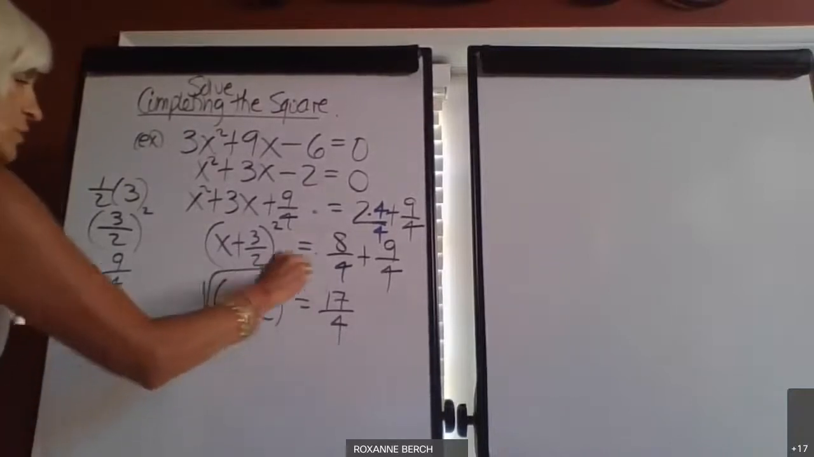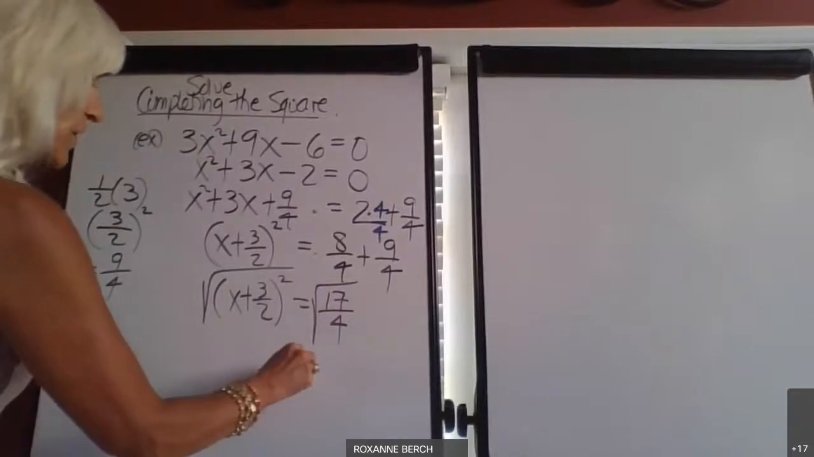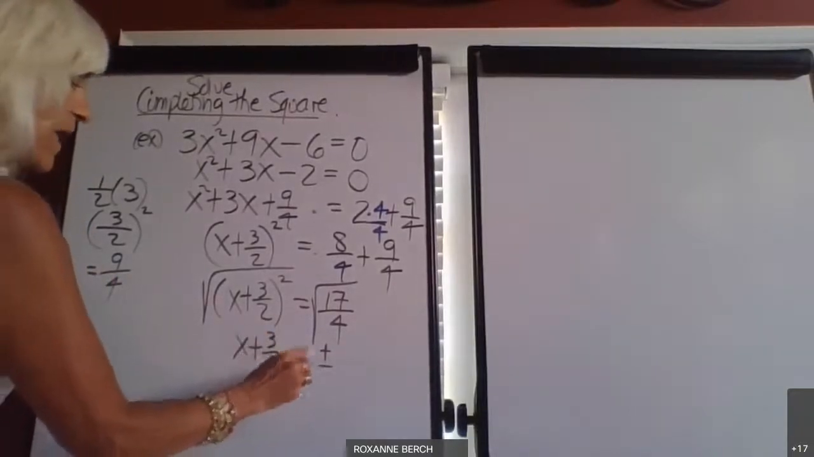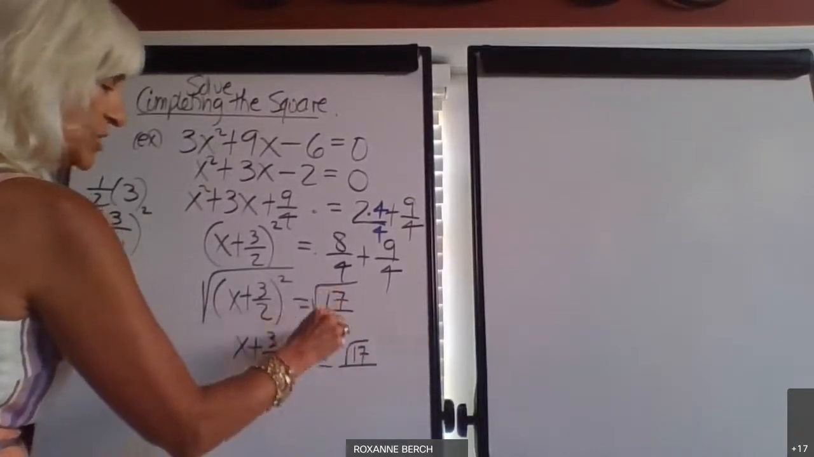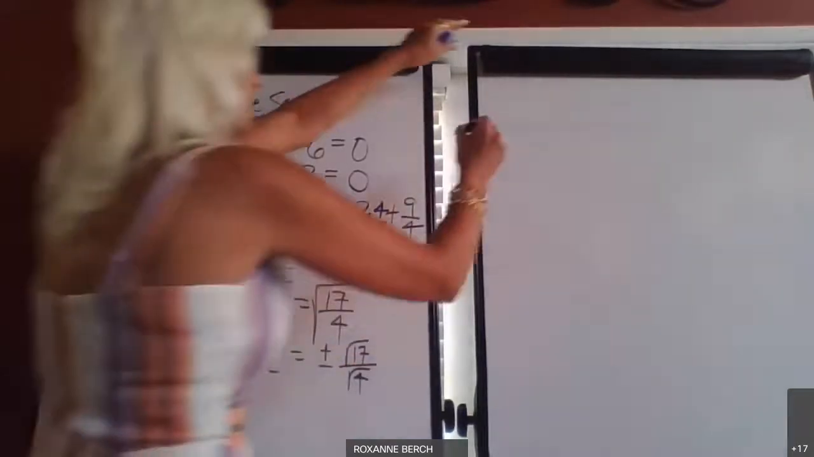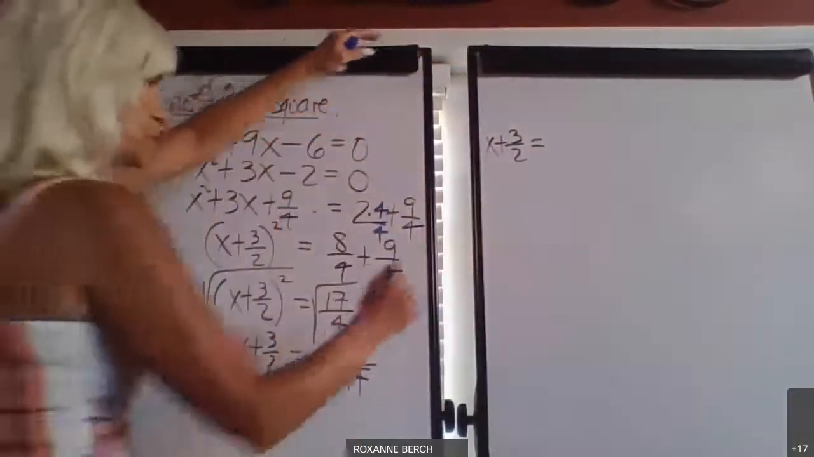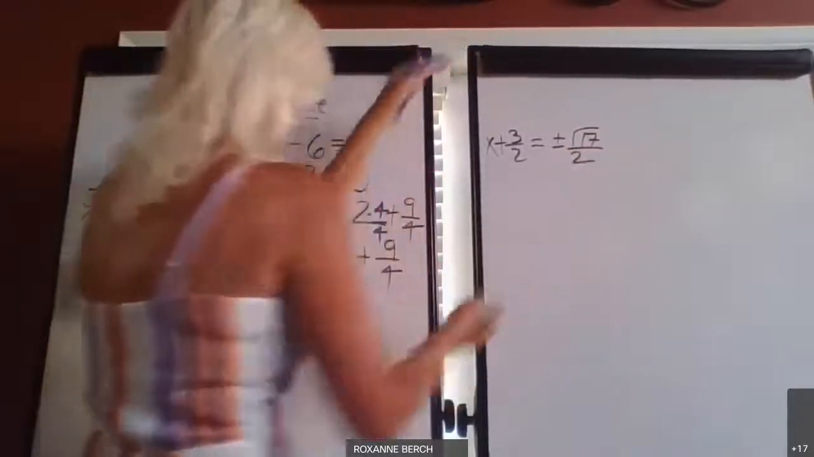So now we take the square root of both sides. Make sure you bring the radical all the way down. So you're going to get plus or minus x plus 3 halves comes out, and we have to split up the radical because you cannot have a fraction under a radical. So what we get here is x plus 3 halves is equal to plus or minus square root of 17 over 2.